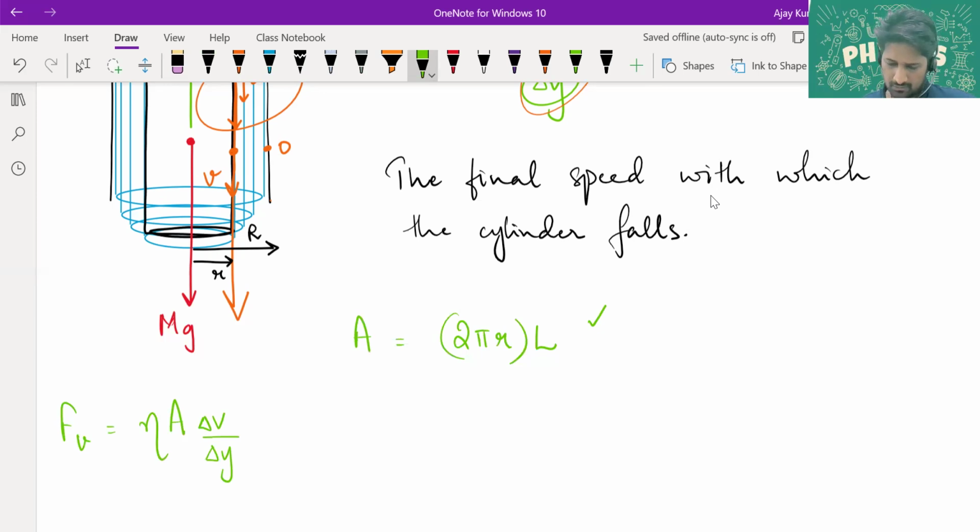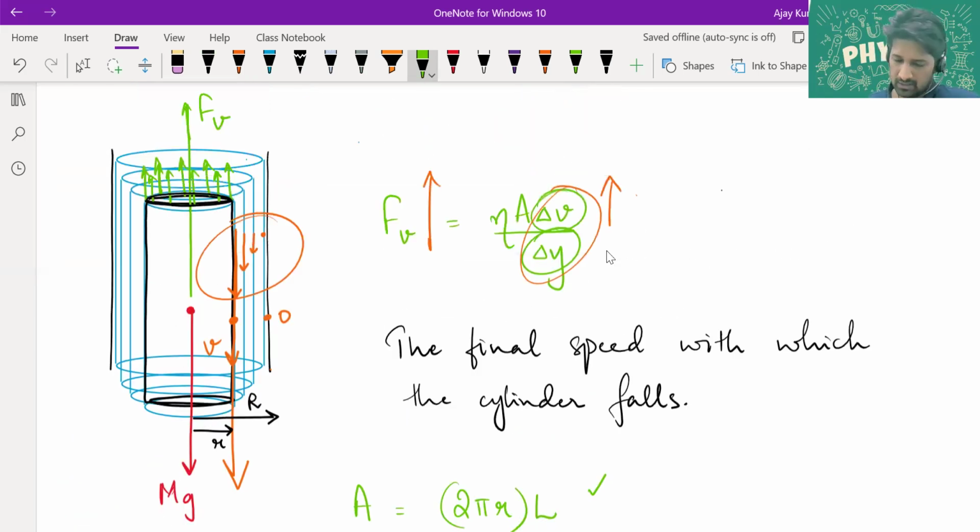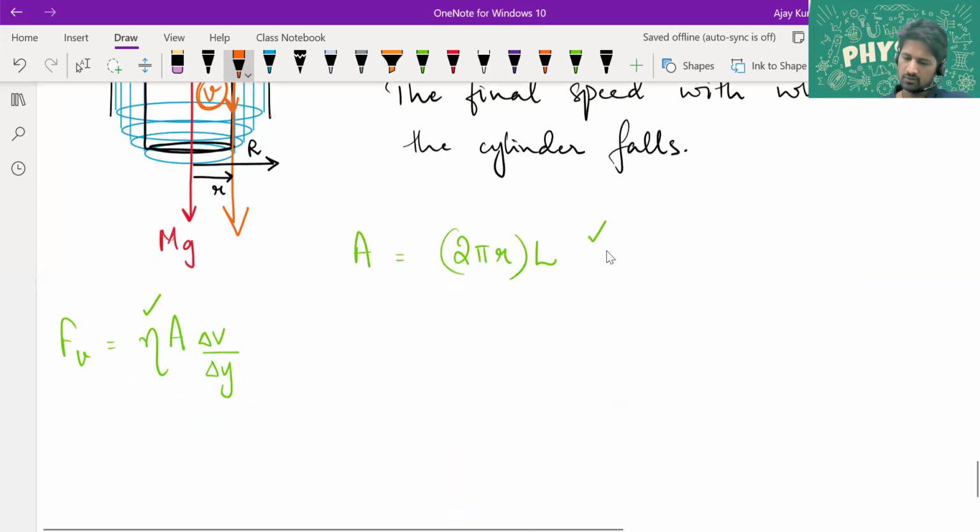So we got A. We know eta is given in the question. Then the relative speed between two fluid layers, between two oil layers in this case. Whatever is the speed of the cylinder, the same will be the speed of the oil layer which is in contact with the cylinder. So that is V. And the last layer, which is in contact with the tube, will be at rest. So we know the relative speed is V minus 0, so we'll take that as V itself.